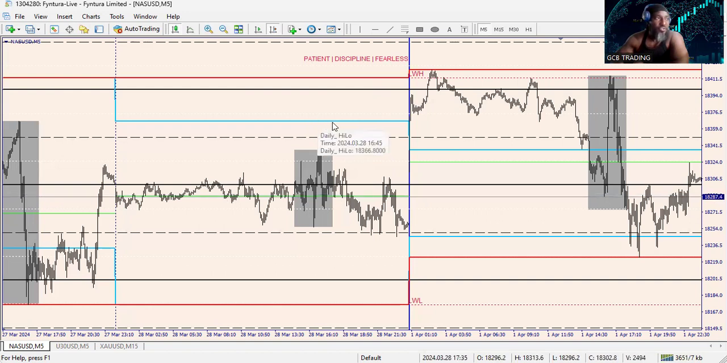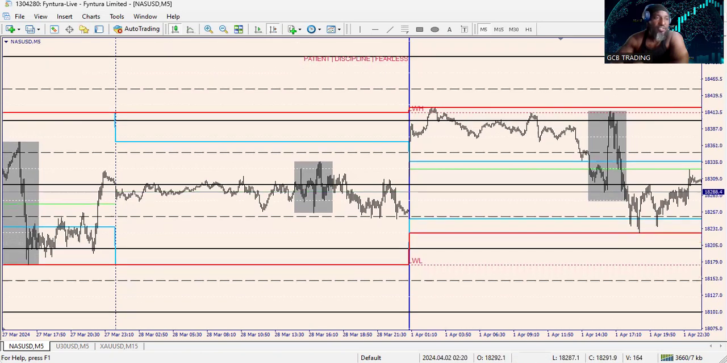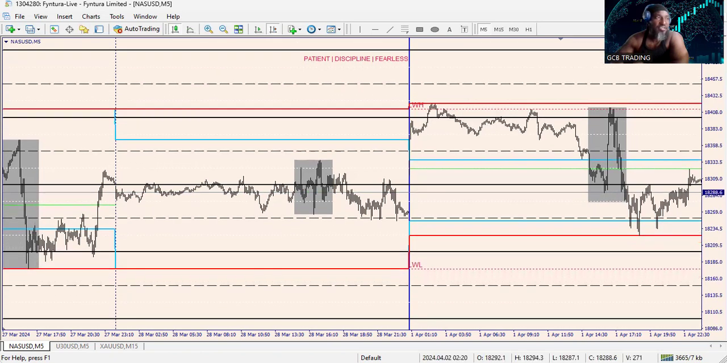The turquoise lines here are the previous day's highs and lows. So that's the only thing that I have on my chart. Those are the only things that I'm working with.